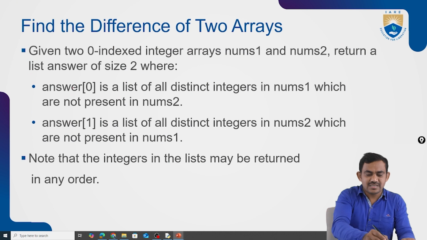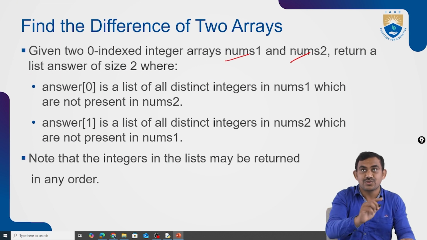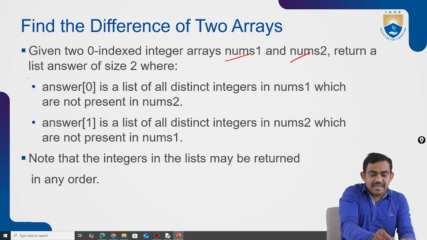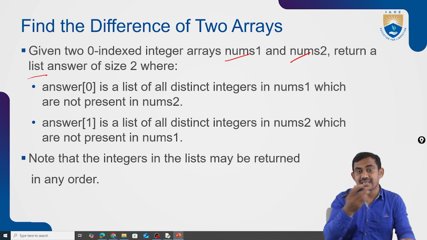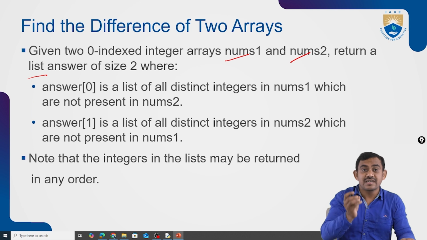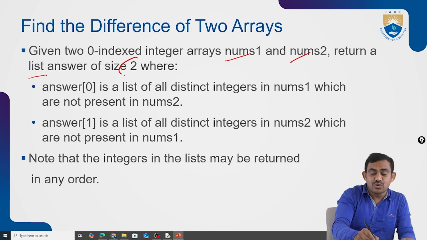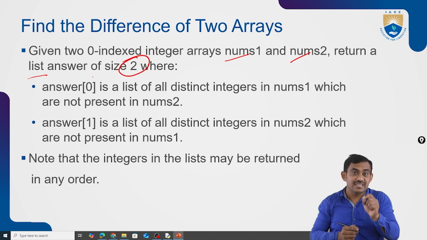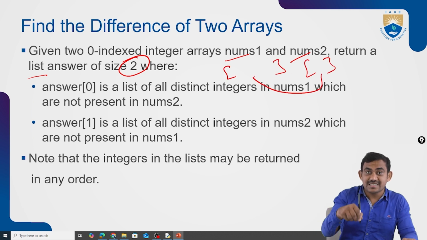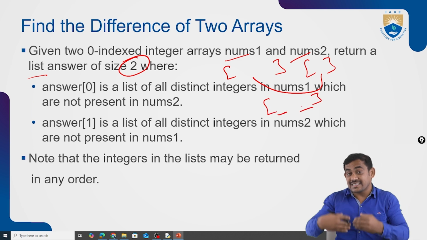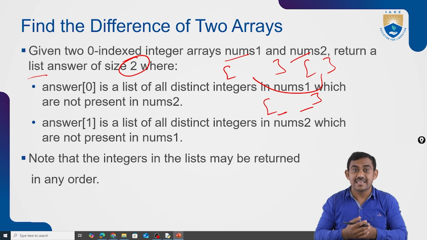The problem statement is: given two arrays, num1 as well as num2, return a list. Remember this, we need to return the list, not any other values. We need to return a list with a size of 2. That means given the two arrays, the answer is a returned list of length only 2.